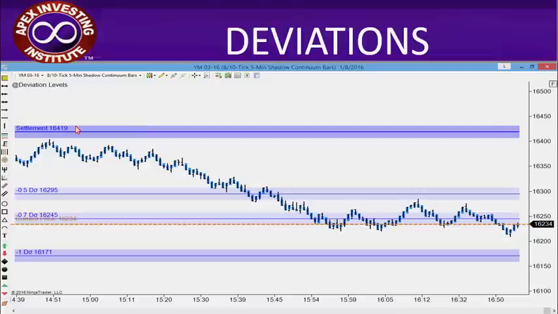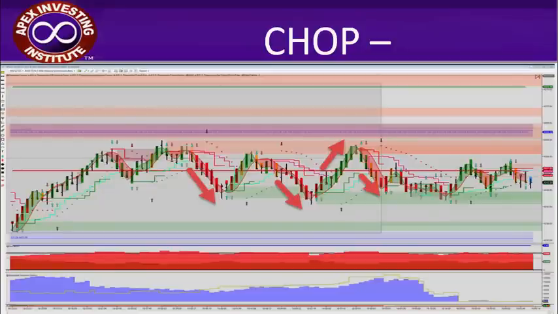You can kind of see here, you've got settlement, half deviation, 0.7, 1. You can see when the market hits some of these deviation levels, it can tweeter around, hits one, tweeters around. Those are some levels that the markets are drawn to and can pause for a moment. So let's take a look here real quick. How do we utilize that?